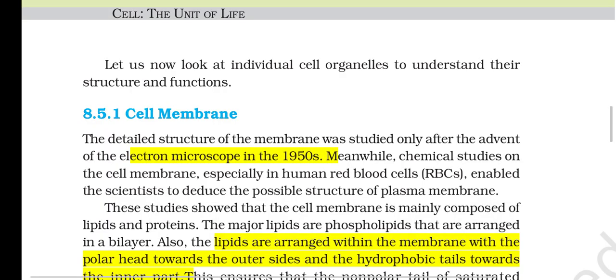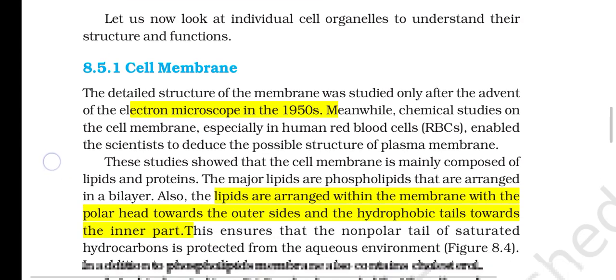Let us now look at individual cell organelles to understand their structure and functions. 8.5.1 Cell membrane. The detailed structure of the membrane was studied only after the advent of the electron microscope in the 1950s. Meanwhile, chemical studies on the cell membrane, especially in human red blood cells (RBCs), enabled the scientists to deduce the possible structure of plasma membrane.